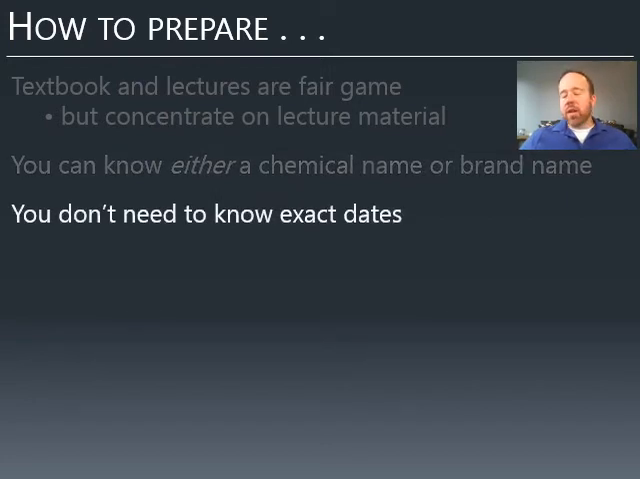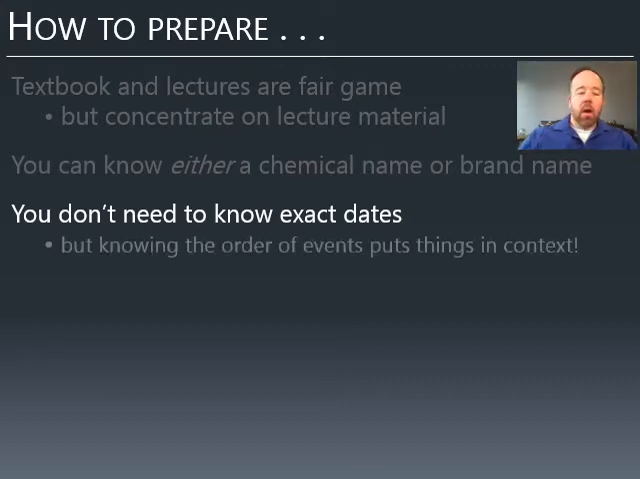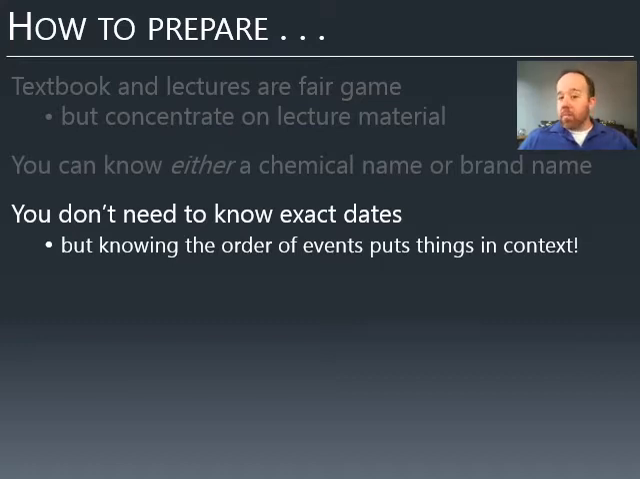You also don't need to know exact dates. So you don't need to know the range of dates during which the Opium War occurred. There were actually 2. But it's good to know that the Opium War occurred in the 1800s before there were regulations on things like opiates. So knowing the events and the order they occur in helps put things in context. Everything sort of fits together.